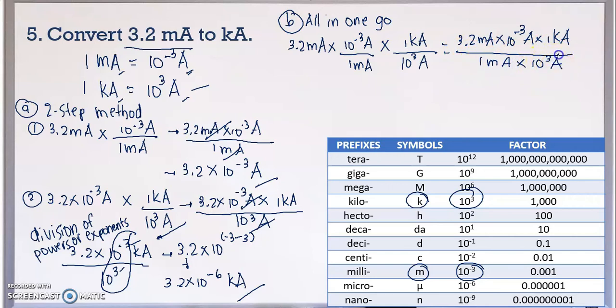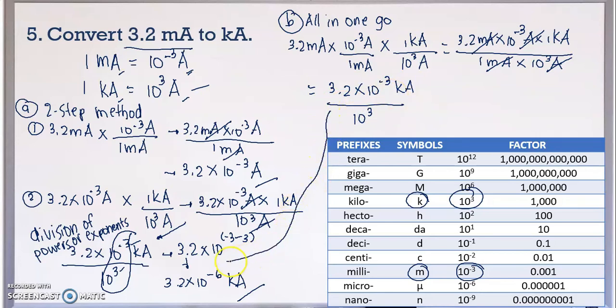After this, cancel out all the units that appear both in the numerator and in the denominator side. And then the value will be 3.2 times 10 raised to negative 3 kiloampere over 10 raised to 3. This is the same equation as the first one that we did a while ago. Our final answer is the same as the one computed in the first method.